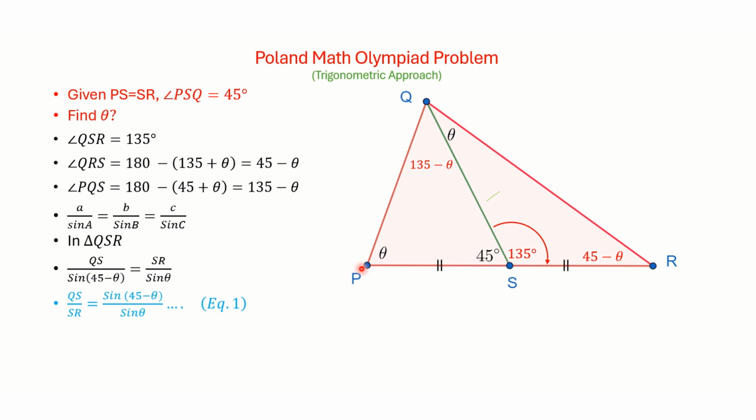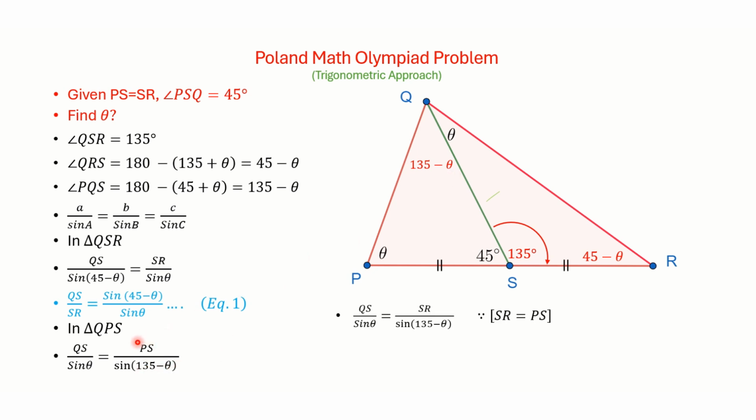So, let us apply the sine rule in triangle PQS. If you consider PQS or QPS, we can write QS divided by sine theta, and this is equal to PS divided by sine of 135 minus theta.